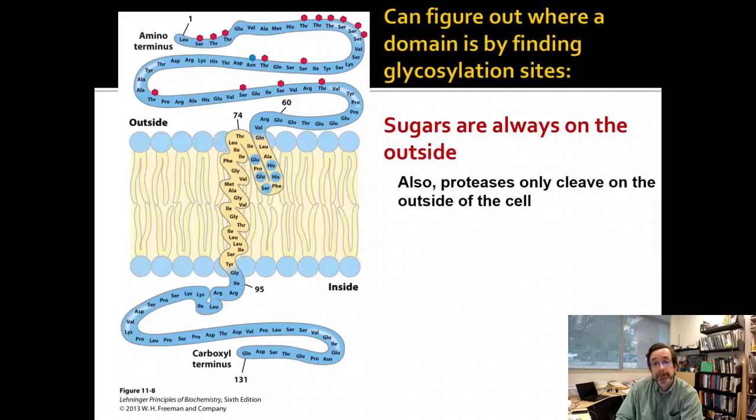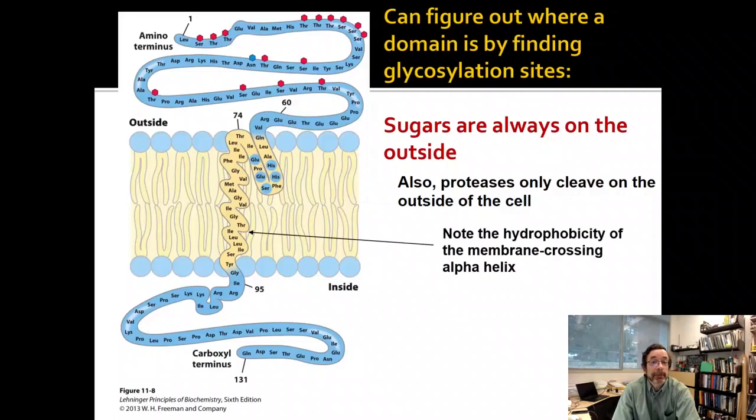The other thing you can look for is protease sites, or you can do the experiment where you have a cell with the protein in it. You throw a protease at it, but the protease can only attack on the outside of the cell. And then you run a gel and you see which parts of your protein got chewed up. That is one way to show this domain must be on the outside because it was chewed up by the protease.